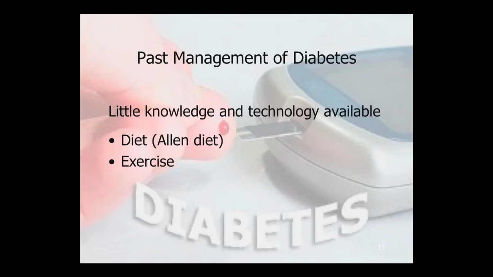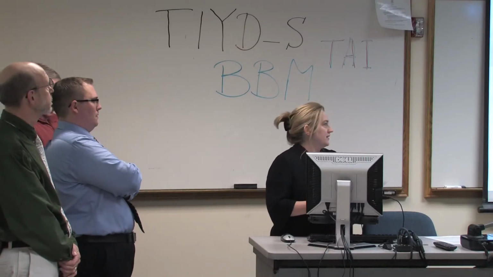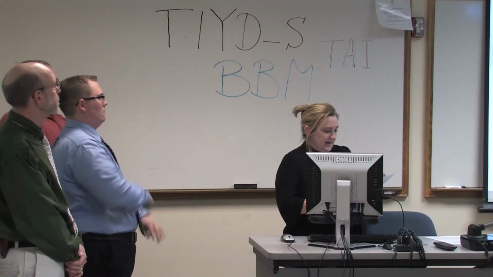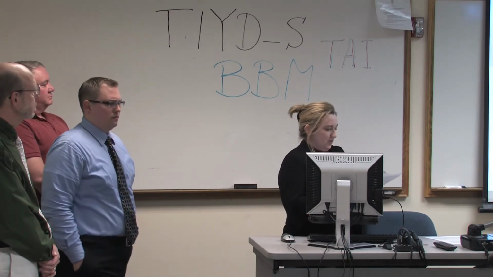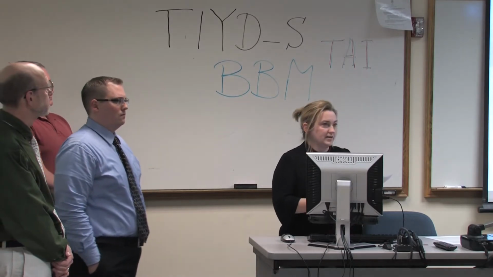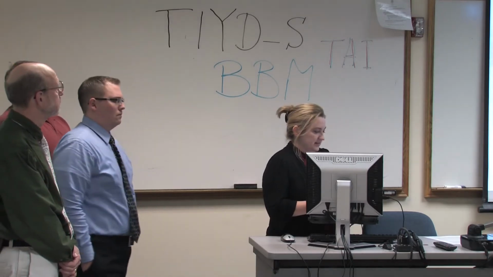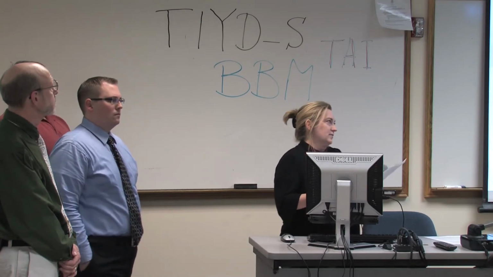Since there was very little knowledge and technology available during this time, people just tried to fight the disease the best way they knew how. Prior to 1922, one of the diets was the Allen diet, an extremely low carbohydrate and low calorie diet. However, that really let people live only a few weeks or months longer.